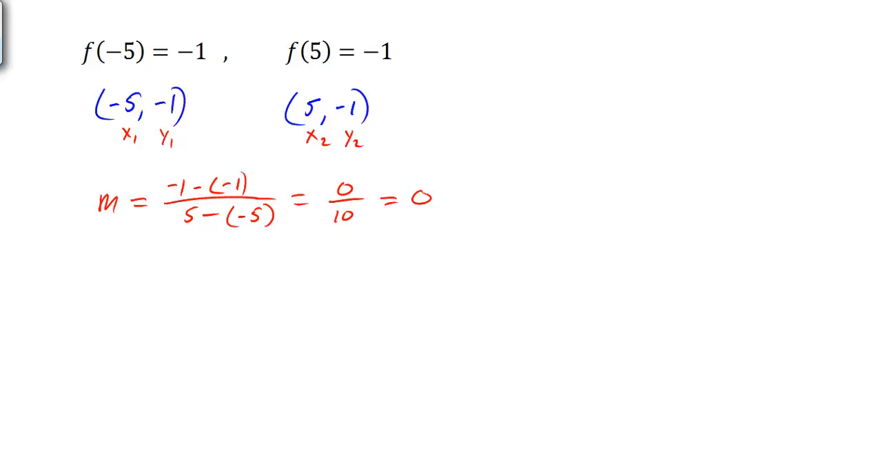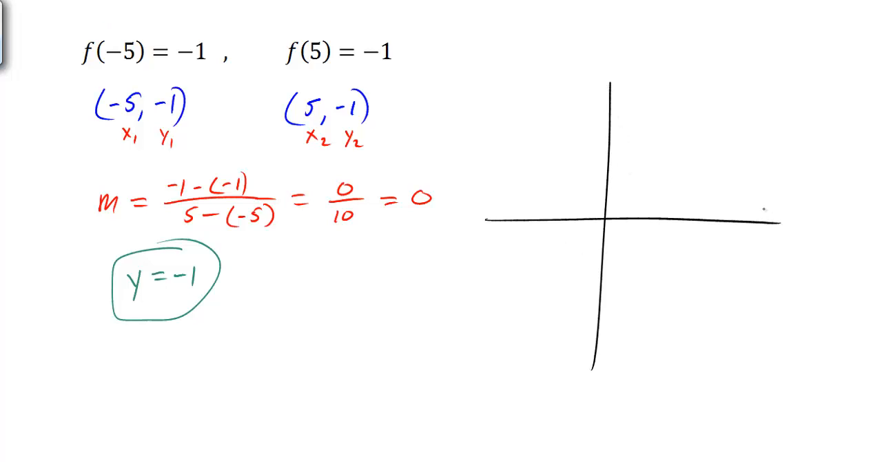And if we have a horizontal line, the equation for a horizontal line is always y equals some number. And in this case, because our points both have a y value of negative 1, it must be y equals negative 1. So there is the equation. And of course, if we were to look at the graph, we would go to y is negative 1, and we would simply have a horizontal line.